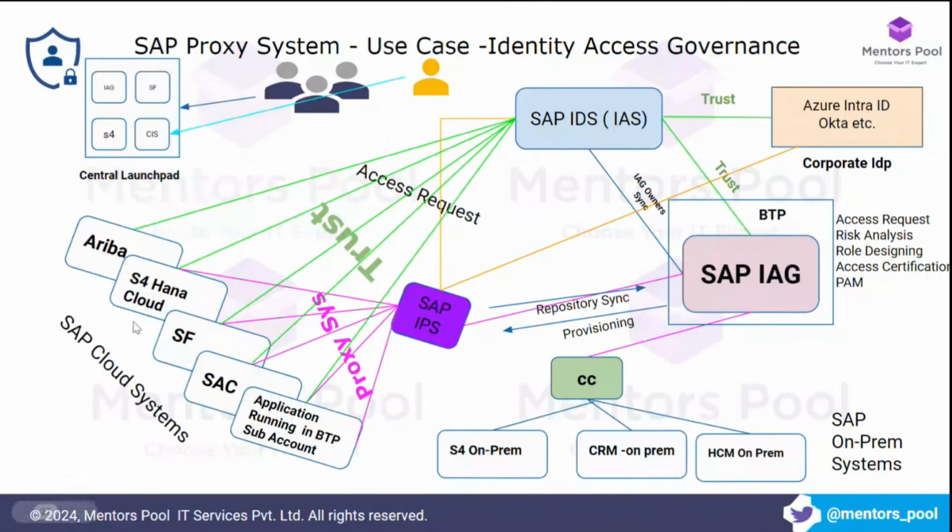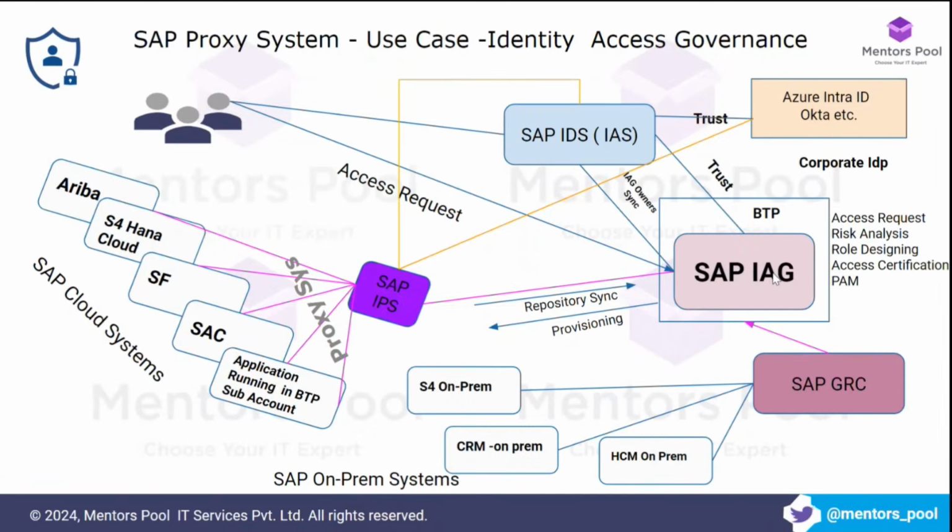There, I will calculate how many users are in my landscape, and I will take the license based on how many users, the license type of IAG licensing. Second thing, there are a lot of customers who already have GRC in place. GRC works very well for on-premise systems. GRC can only connect with one or two cloud solutions.